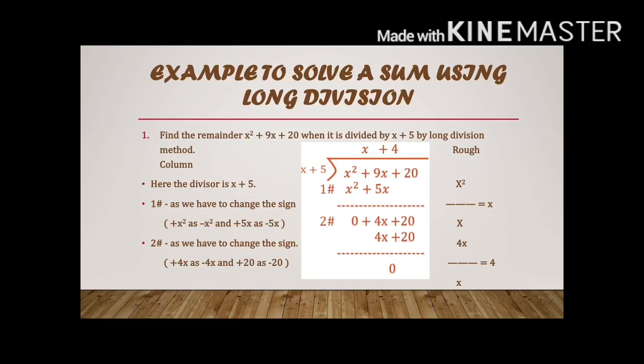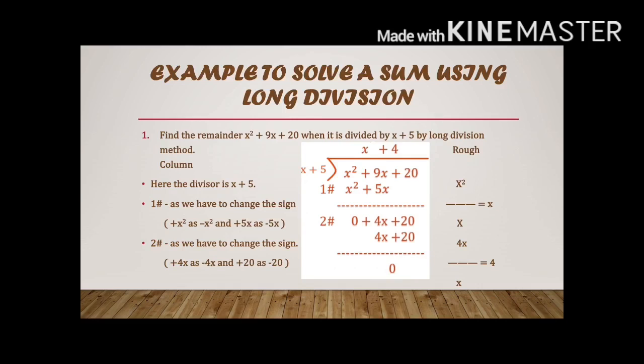Now here our first term is 4x, right? We have to bring down 20 below near 4x, and so the sum will be like plus 4x plus 20. Now our first term is plus 4x. Now 4x should be divided by x, that is the first term of the divisor, and so our answer will be 4. Now this 4 is a positive 4, that has a plus before it, and so plus 4 will be added as the second term of the quotient.